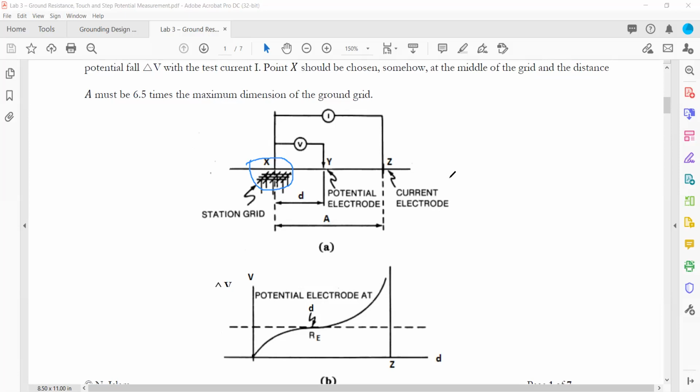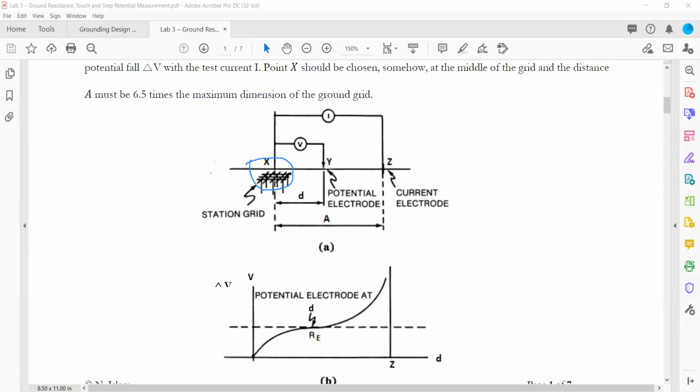And remote earth, by definition, is the area surrounding this grounding grid where any extra current injection through this ground grid doesn't have any impact. Okay, it doesn't have any impact.